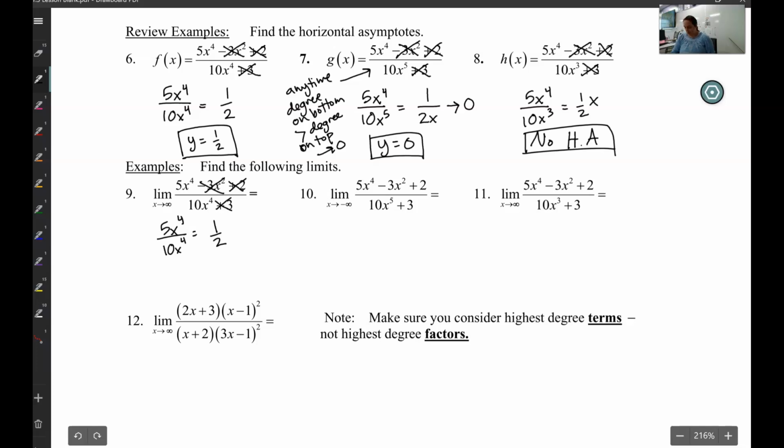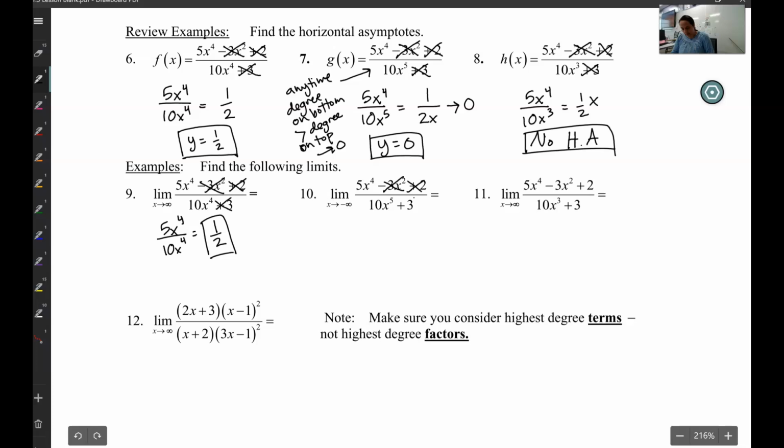So for this one, the limit as x goes to infinity is going to get closer and closer to 1/2, our horizontal asymptote. Now let's do this one. Limit as x goes to negative infinity. So this is as we go to the left.